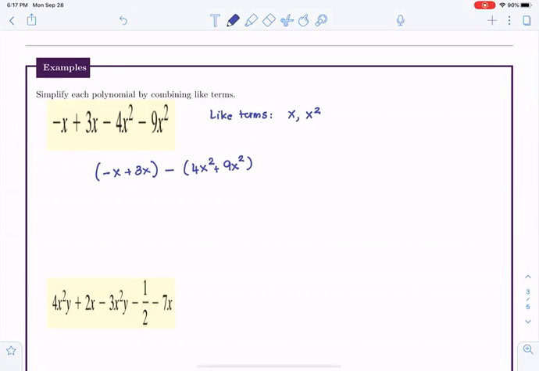Now, 3x minus x is 2x. 9x squared plus 4x squared is 13x squared. And that would be the final answer.